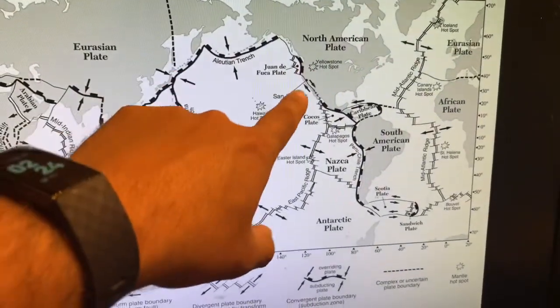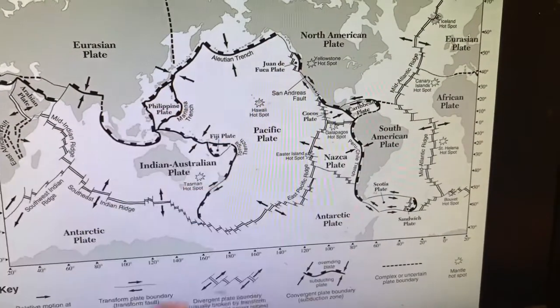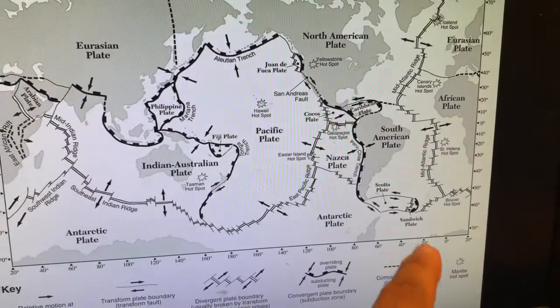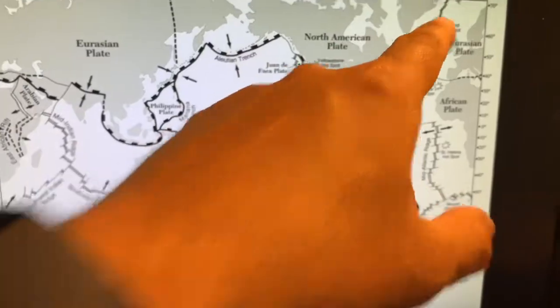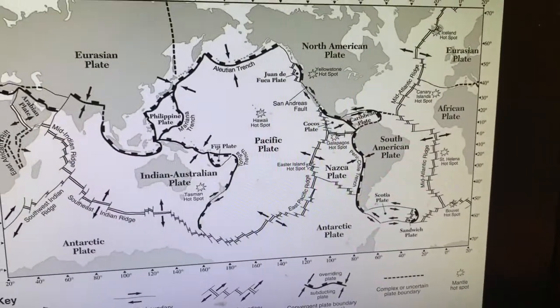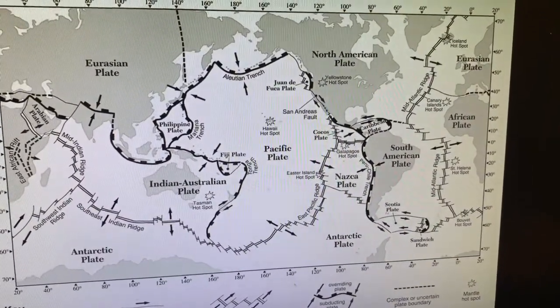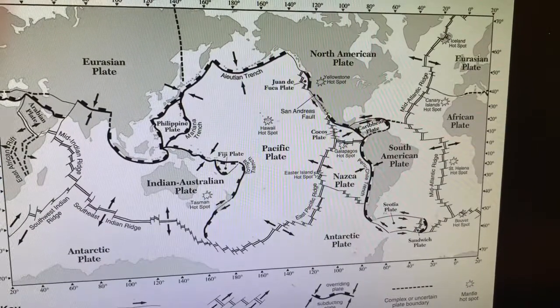Another example would be the Yellowstone hotspot over here. Okay. Sometimes you do find hotspots on plate boundaries. So for example, this one down here or the Iceland hotspot up here. But a lot of times they tend to be just smack dab in the middle of the ocean. You get volcanic islands there or volcanic features there.